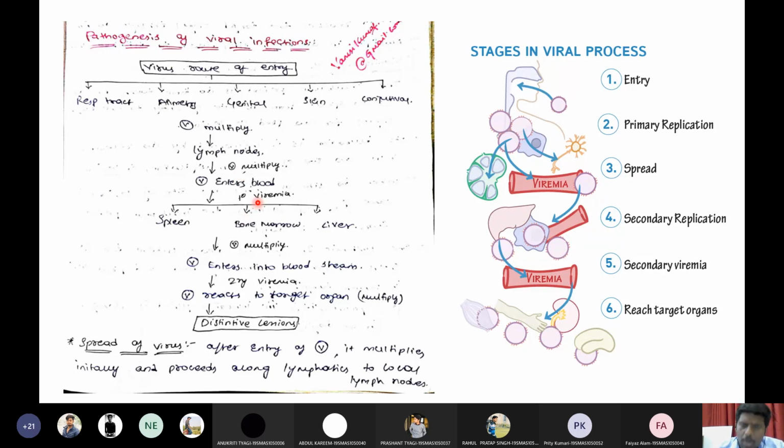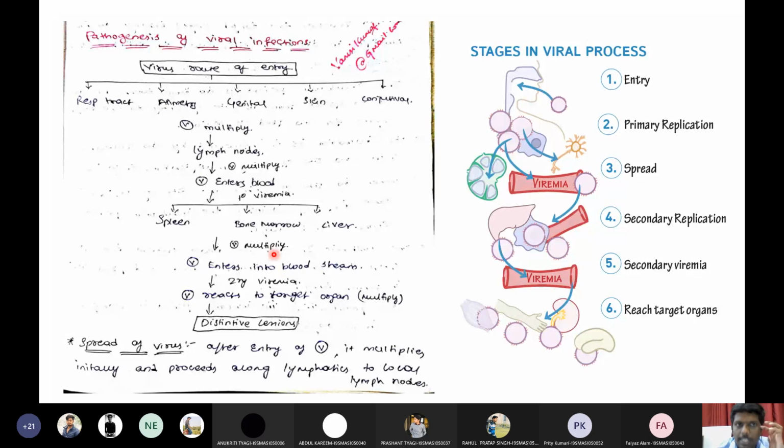Then through primary viremia, the virus will go to the central foci. Here the central foci will be spleen, bone marrow, and liver. After migration to the spleen, bone marrow, or liver, the virus will again replicate within the central foci and be released into the blood a second time. This second release of virus into the blood is called secondary viremia. After secondary viremia, the virus will go to the target organ and cause distinctive lesions. So the virus-specific diseases will be seen in the target region of the virus.